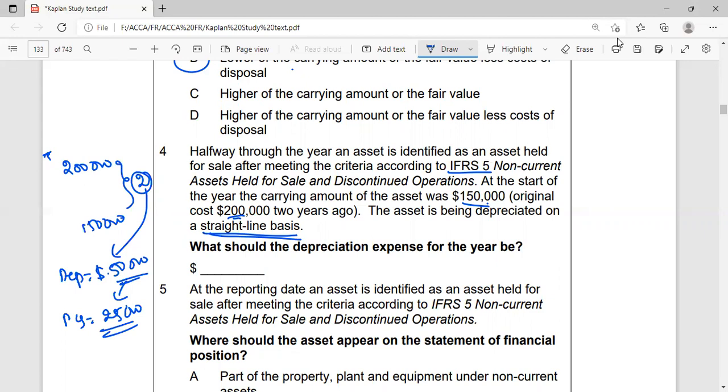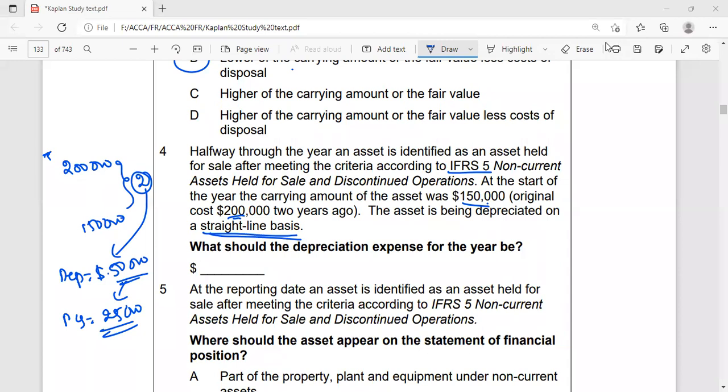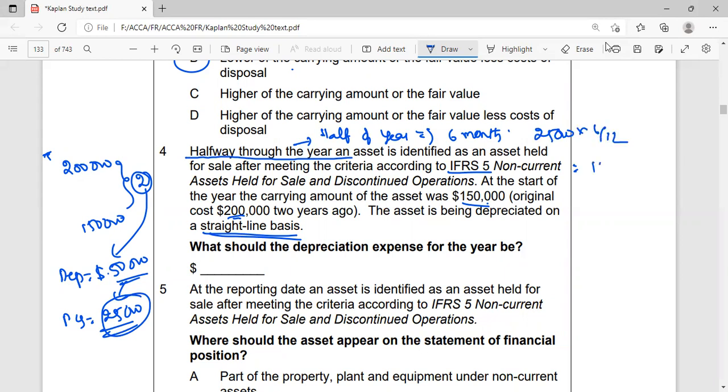But in the current year, halfway through the year, the asset is identified as non-current asset held for sale after meeting the criteria as per IFRS 5. So in the current year, what is the depreciation? Only half of the year is utilized, so we need to provide depreciation for 6 months. Per year depreciation is 25,000, then for 6 months, 25,000 into 6 by 12, 12,500. This is the depreciation charge.